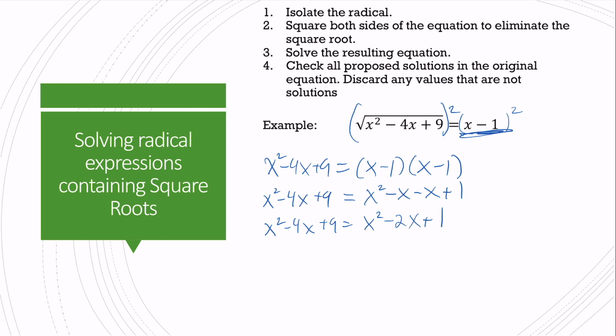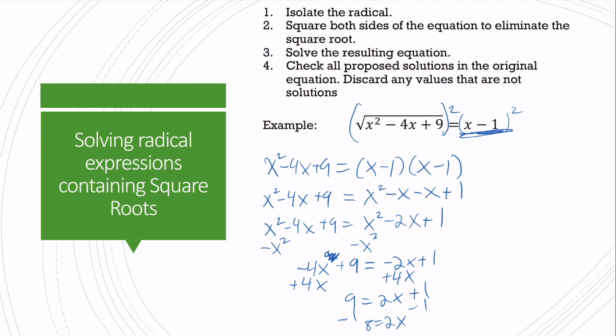All right, now I need to start combining like terms. I can subtract x squared from both sides, and I see, oh, my x squared terms go away. That's pretty nice. I can now go ahead and solve for x in my usual way. I could add 4x to both sides. So I have 9 is 2x plus 1. I subtract 1 from both sides. I get 8 is 2x. That means x is 4.